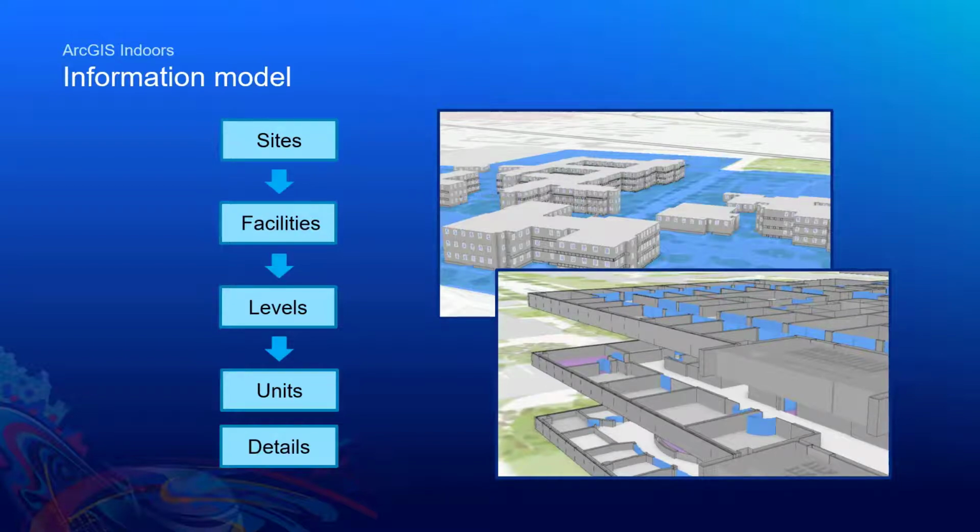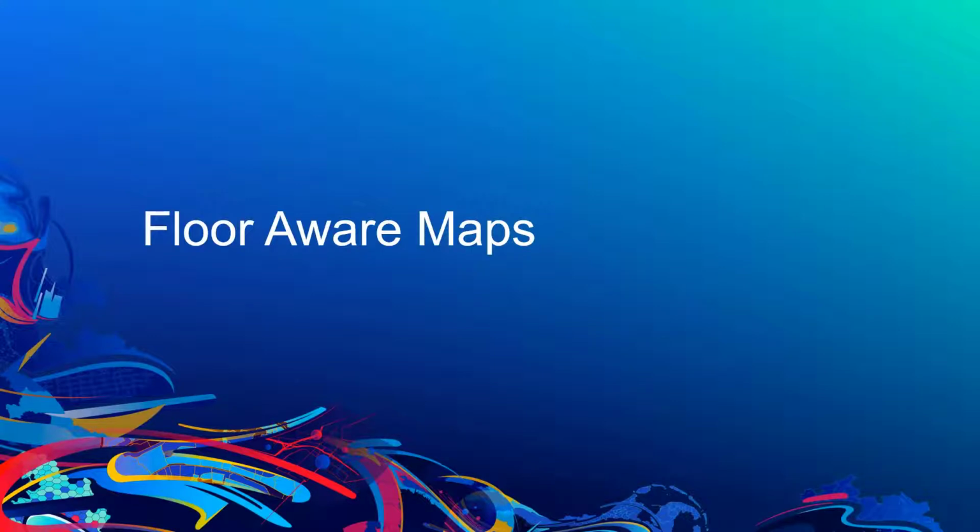We need a way to relate these kinds of features to the indoor information model so that we can include them when visualizing indoor data or performing indoor routing or other analysis. We use the term floor-aware to describe a map that uses the Indoors information model to relate sites, facilities, levels, units, details, and other indoor features included in the map.